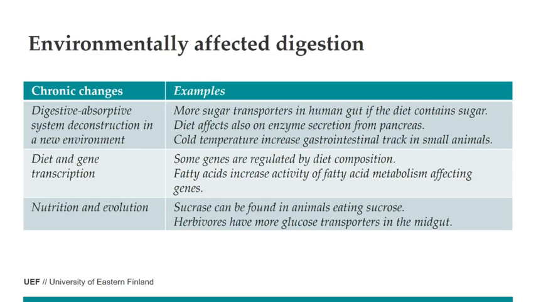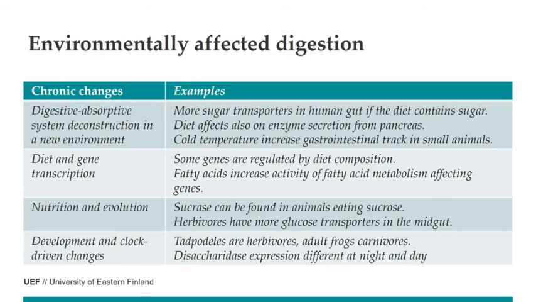Then nutrition can affect evolution. We already started this section with lactase intolerance. But also, animals that eat sucrose have the sucrase enzyme, because sucrose is not so common in nature. And also the herbivores that eat a lot of long plant sugars have these microbes that cut the cellulose into glucose. So they have also more glucose transporters.